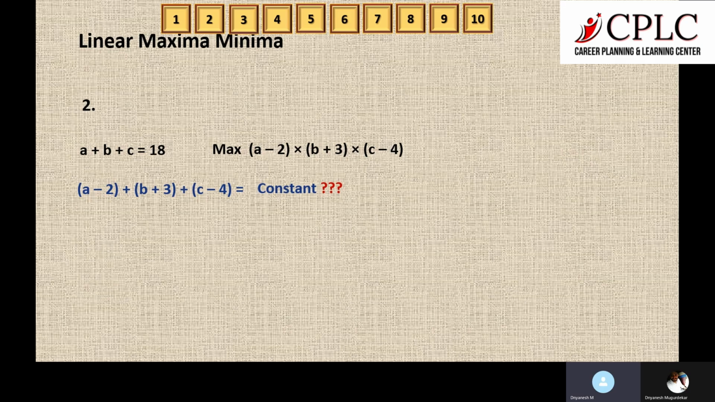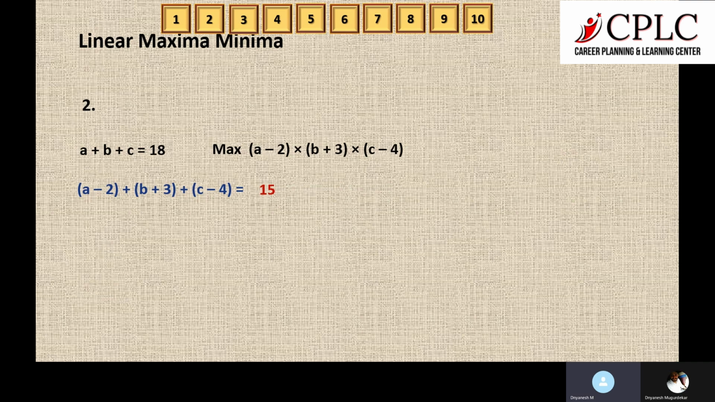When you add these three numbers, what you will end up getting is a plus b plus c minus 2 plus 3 minus 4. And we already know the value of a plus b plus c, which is 18. So when you substitute and solve, you will get the value as 15. So yes, for the term that we were supposed to find the maximum product of, the sum is positive, the sum is constant, which is 15.